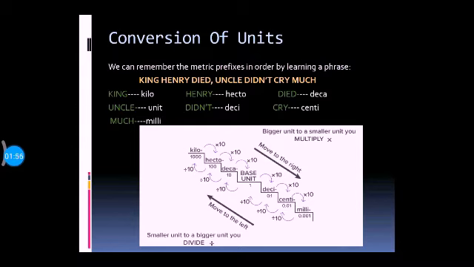Similarly, let's say I want to move from milligram to kilogram. As you can see, I have to move in the upward direction. That means I have to do division because I am converting from a small unit to a big unit. How many steps do I have to take to reach kilograms? You can count here. 1, 2, 3, 4, 5, 6. 6 steps I have to take, right?